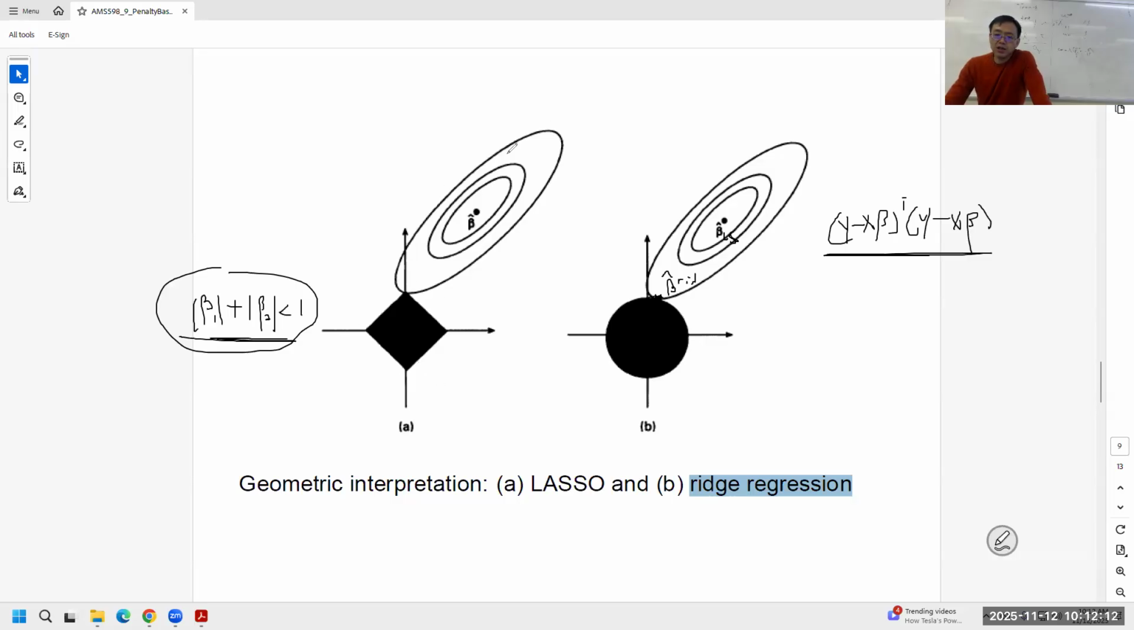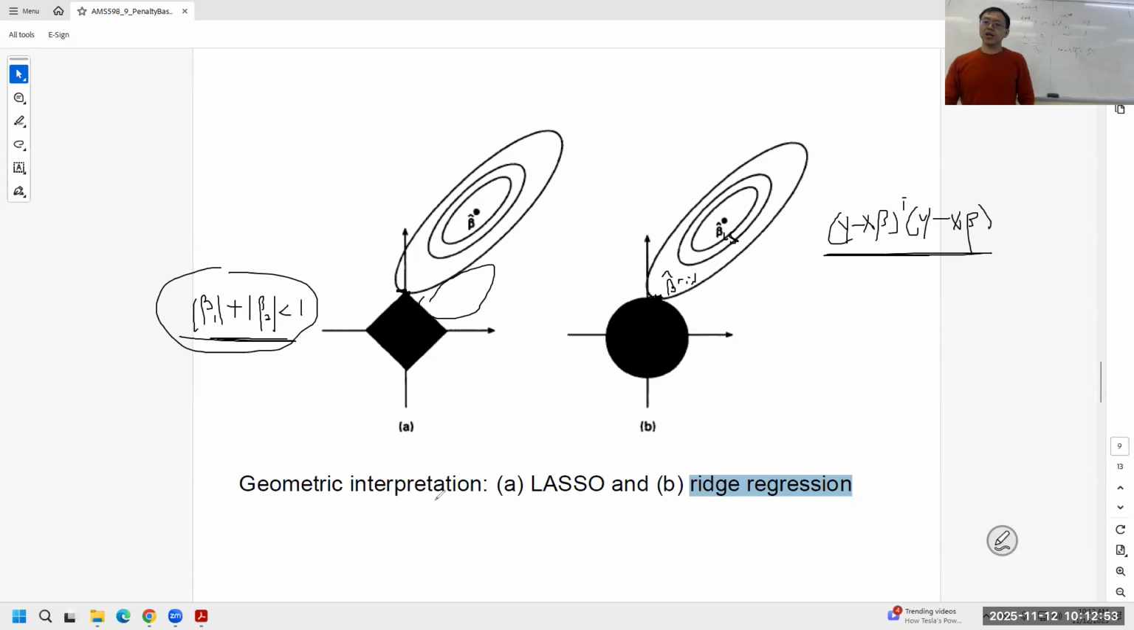And the contour for your SSE is still the same. It's still the same ellipsoid, right? But now when this ellipsoid expands and touches the diamond, there is some chance that the ellipsoid can touch the diamond exactly at a vertex, right? Because it's irregular, there are some vertices that stick out. It could touch the surface right here as well. But there's a good chance it can touch the vertex.